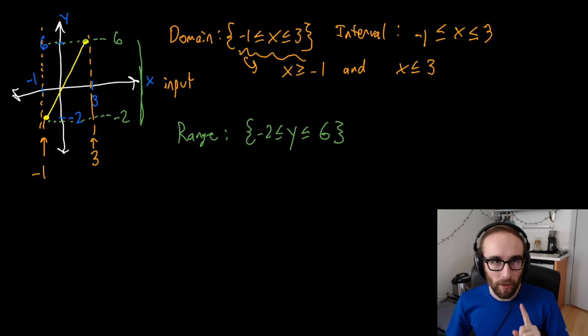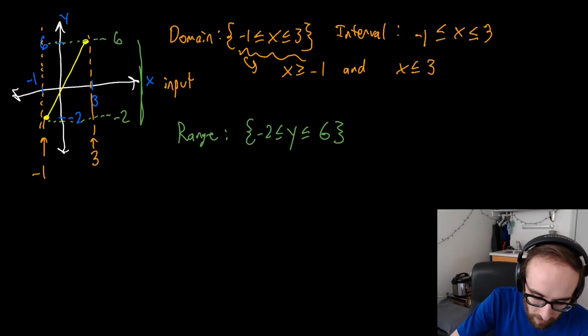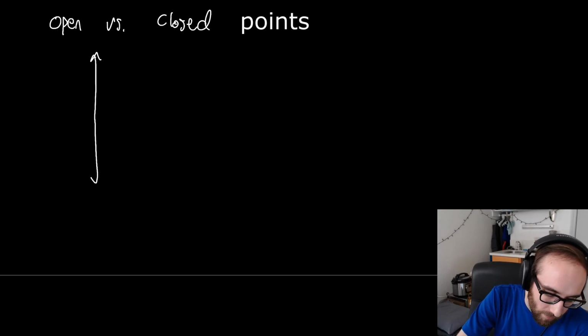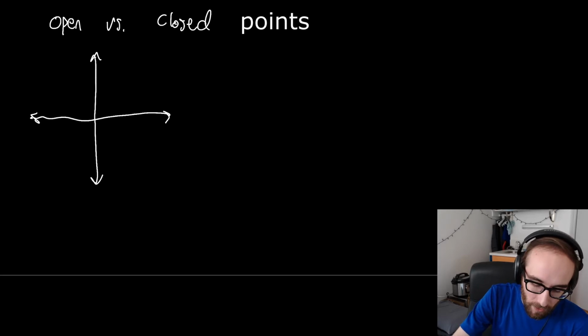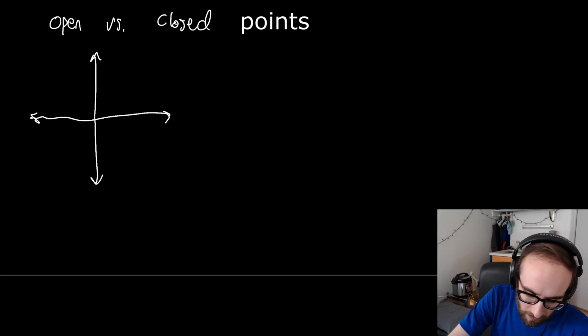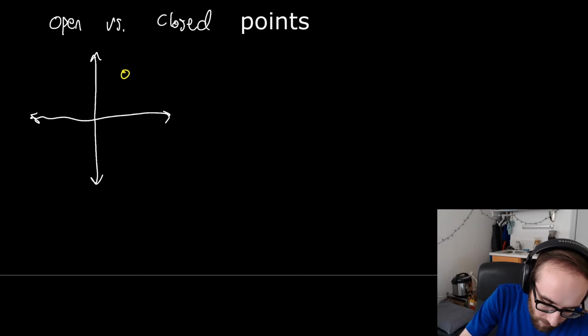I have one more thing to go over for domain and range, and then we'll be finished. The last topic I want to talk about is open versus closed circles. So sometimes on a graph, you'll notice that we have an open circle instead of a closed circle. And let me draw a quick example. So maybe we have a line. Actually, let's go ahead and do a curve like this.